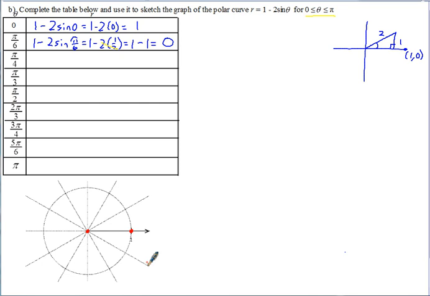Now let's try pi over 4. So 1 minus 2 times the sine of pi over 4. Well, pi over 4 is like 45 degrees. It's right here. Sine is the opposite over hypotenuse. So 1 over root 2, which simplifies to root 2 over 2.